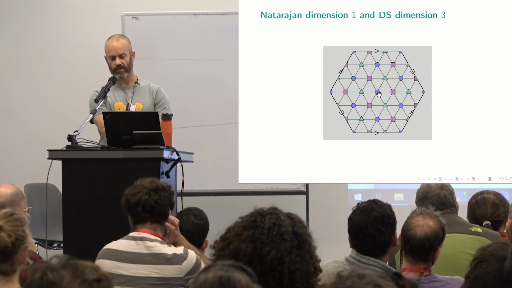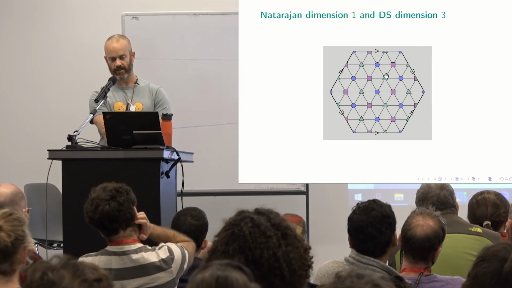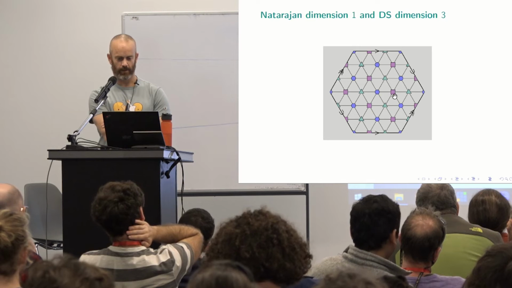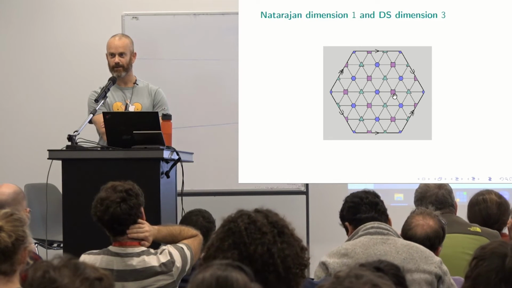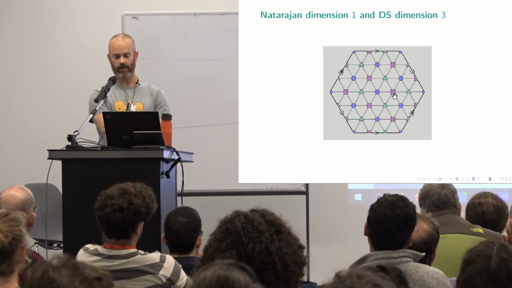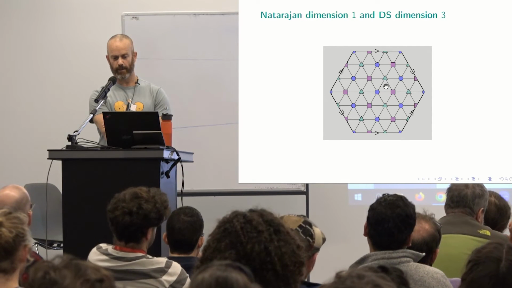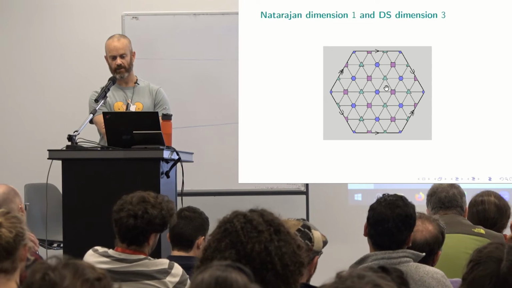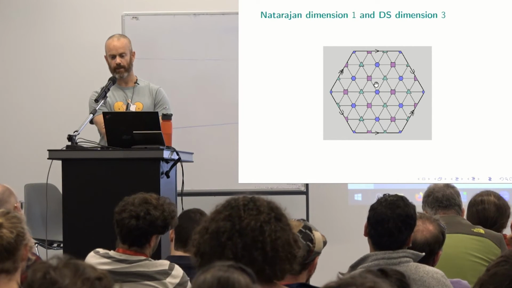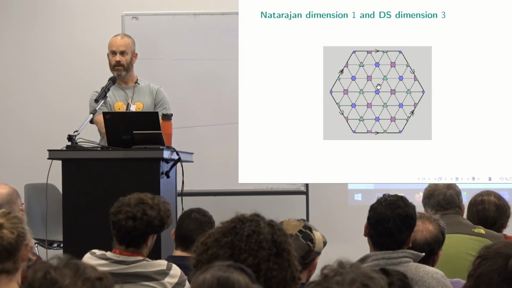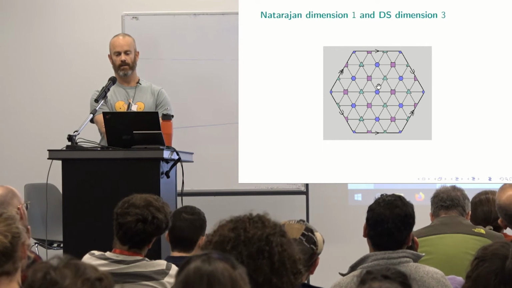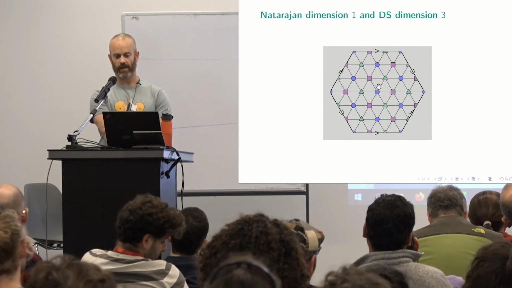Let's say the blue is the first coordinate, the green is the second coordinate, and the square is the third coordinate. So every word has 3 coordinates, and every word has 3 neighbors, one in the first coordinate, one in the second coordinate, and one in the third coordinate. So this has DS dimension 3, and the Natarajan dimension is 1.